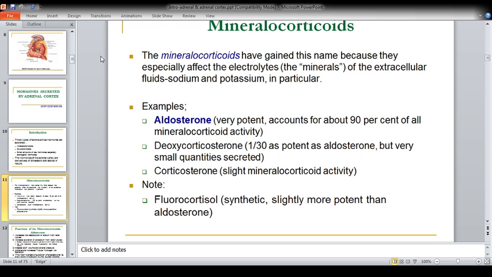So aldosterone, which is released from here, is a very potent hormone that accounts for about 90% of all the mineralocorticoid activity. So 90% of the activity carried out by mineralocorticoids is by aldosterone. This is the main hormone. Then there is deoxycorticosterone, which is 1/30th as potent as aldosterone, but very small quantities are secreted. And then there is corticosterone, which only has slight mineralocorticoid activity.